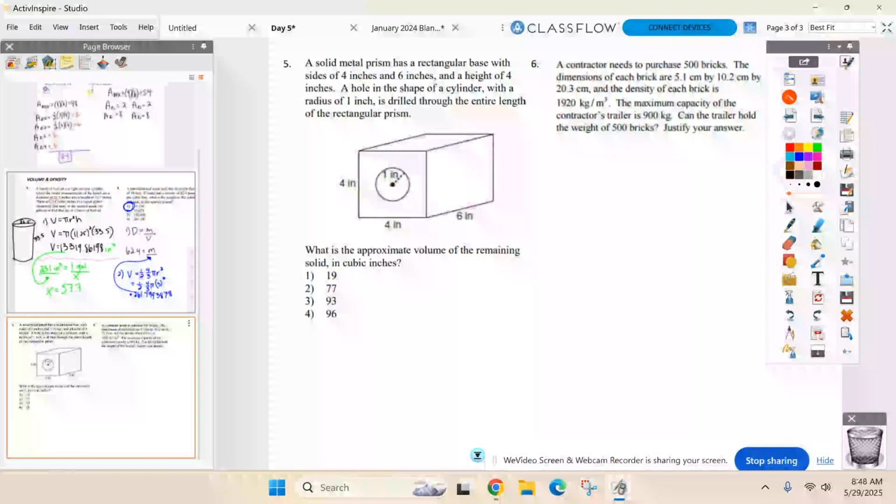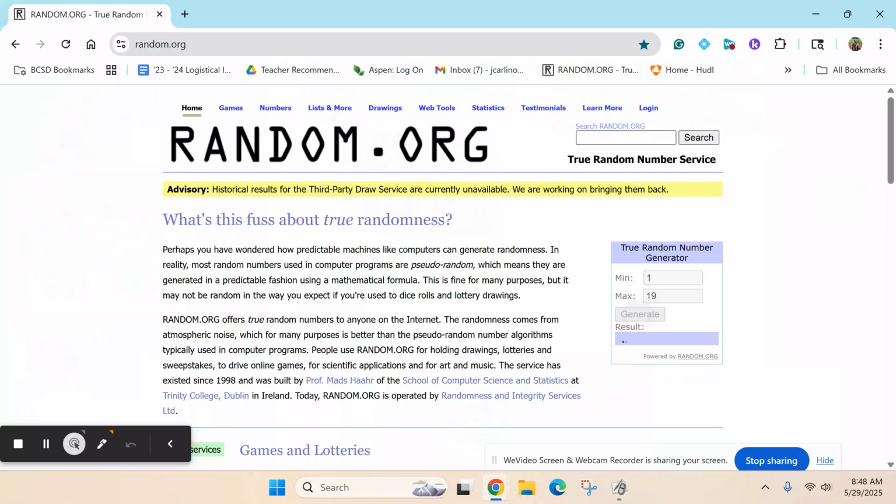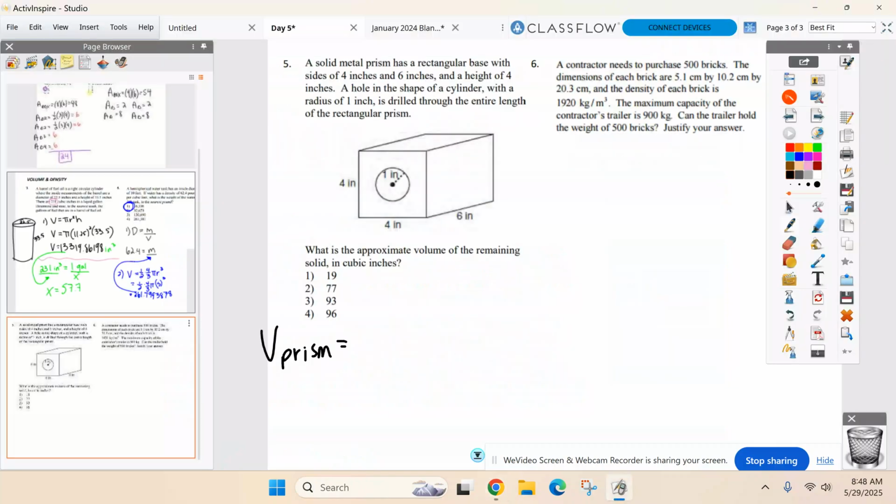Got a rectangular prism. I'm going to drill out a cylinder. What's the volume that's left? All right, let's talk the prism first. Volume formula for a prism. Prism, what do you got for me there, Mia? Yep. Length times width times height. Yep, just go on your formula sheet. Area of the base, which is length times width, times the height. So we got 4 by 6, right? That's big B. There's your area of the base times the height, which is 4.